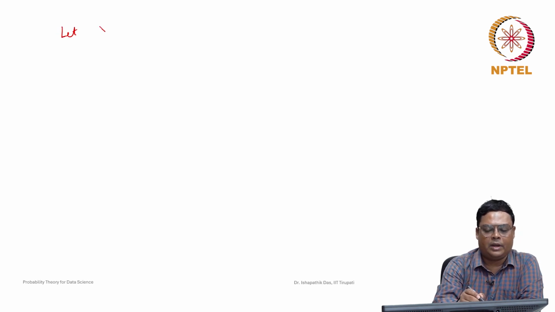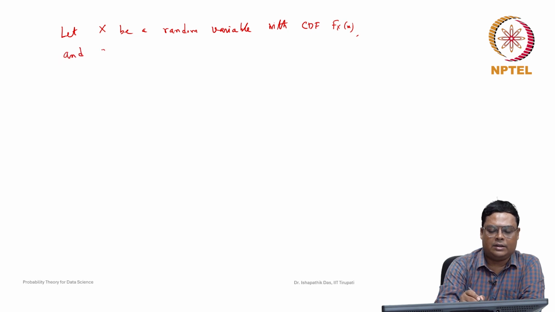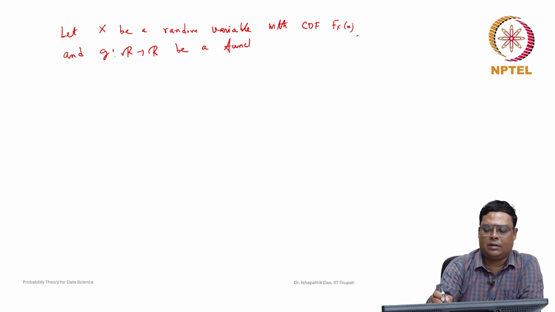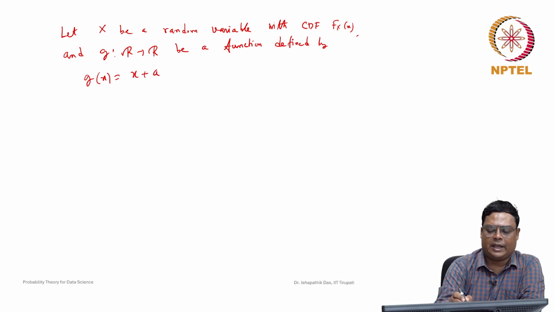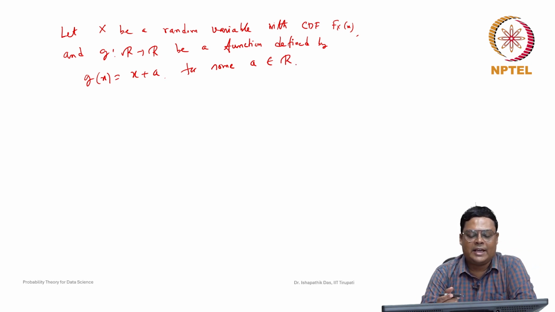Let X be a random variable with cumulative distribution function, suppose some F(x), which is known, and g from R to R be a function defined by g(x) equal to x plus a for some a. This is a fixed value, some a belonging to the real numbers, maybe 2 or 3 or 0, any value. If a is 0, it is nothing but the identity function, g(x) equal to x only, no change. So it is the same random variable, and we need not find any different distribution function; the same distribution function will work. But for any other, non-zero transformation, we need to find the cumulative distribution function.